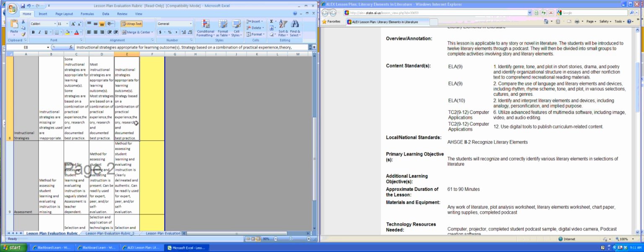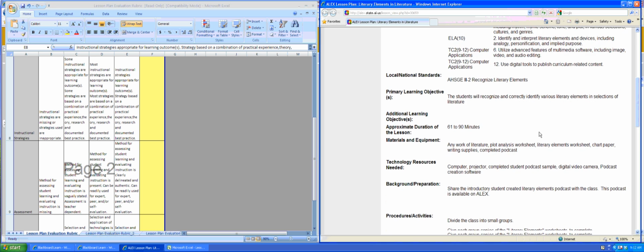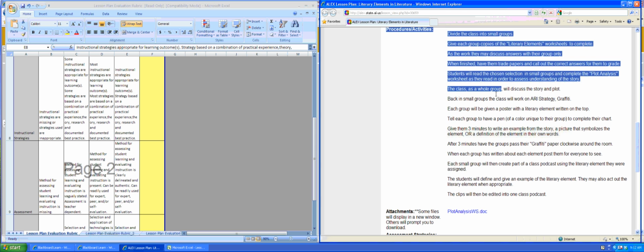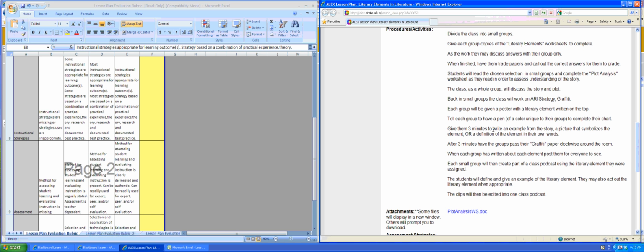And then I read all four of those descriptions. Four being instructional strategies are appropriate for learning outcomes. Strategies are based on a combination of practical experience, theory, research, and documented best practices. So where would I find instructional strategies? Those would be listed throughout the procedures or the activities of the lesson plan.